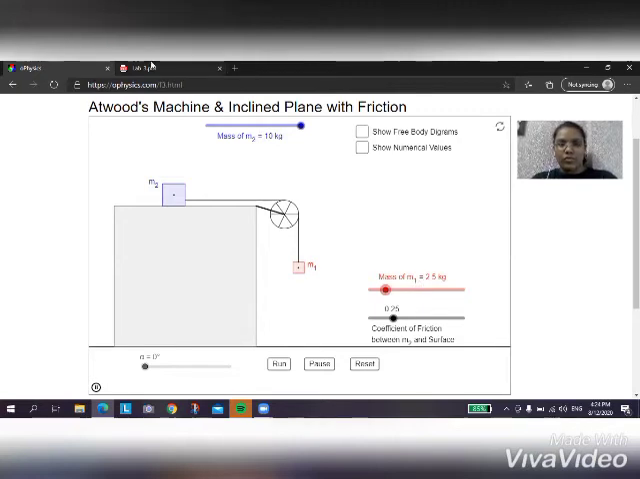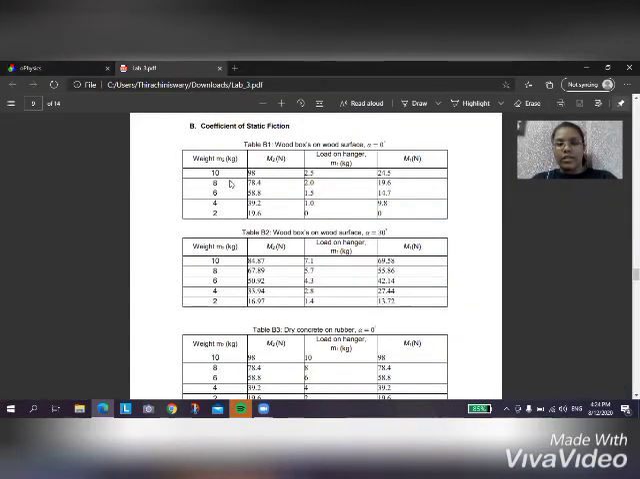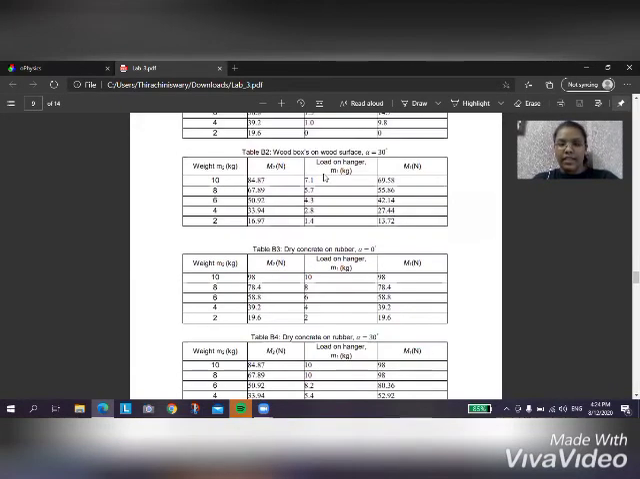So we know that the block M2 is not moving when the mass of M1 is 2.5. It is stated that when the mass of M2 decreases, the load of M1 also decreases. And it is the same for the 30 degree angle. When M2 decreases, M1 also decreases.